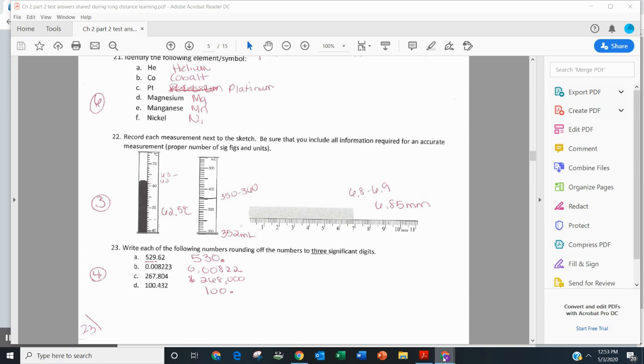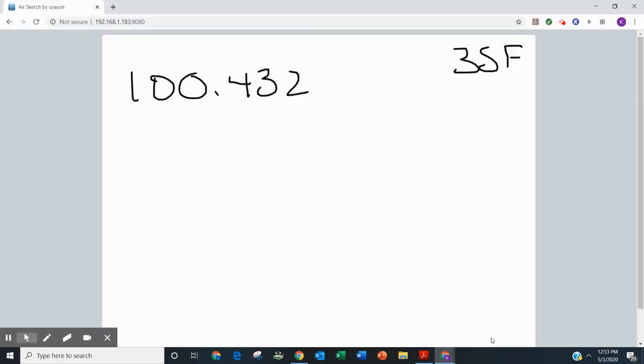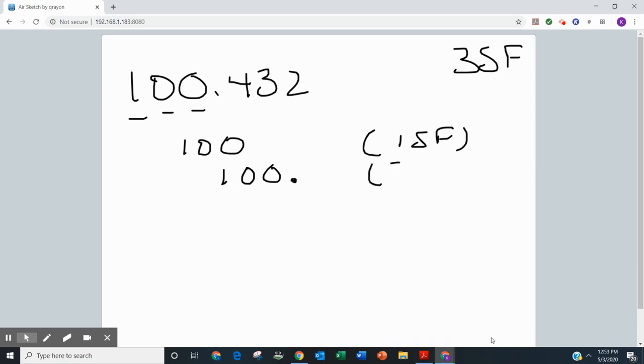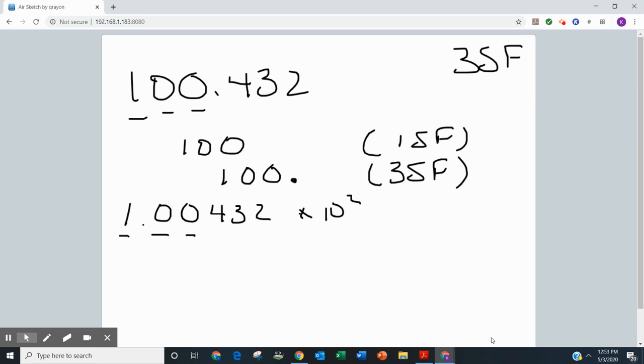Okay, I'm going to look at part D. 100.432 for 3 sig figs. Again, the first method, looking at the digits, 100, but that only has 1 sig fig, which tells me that I'm going to need to put a decimal point someplace. Here, that is 3 sig figs. Or put it in scientific notation to begin with, and that would be that times 10 to the second. 3 sig figs, 1.00 times 10 to the second, and that has 3 sig figs.